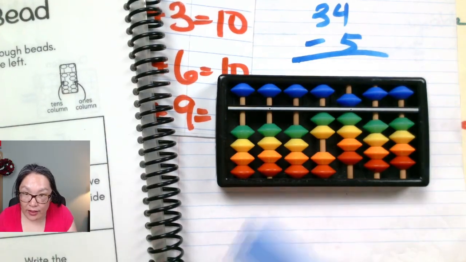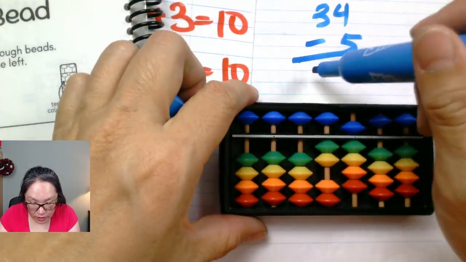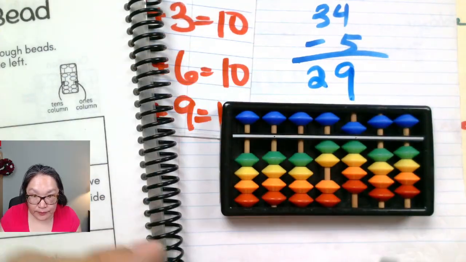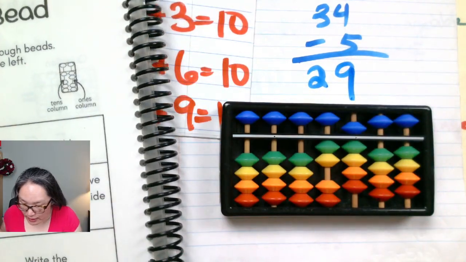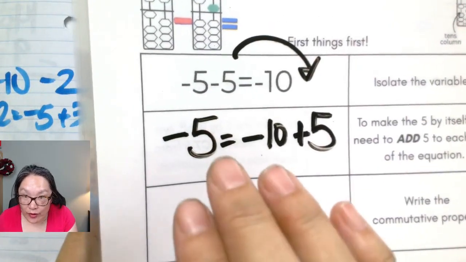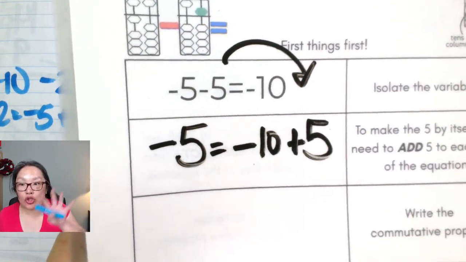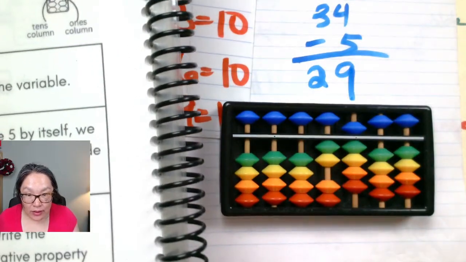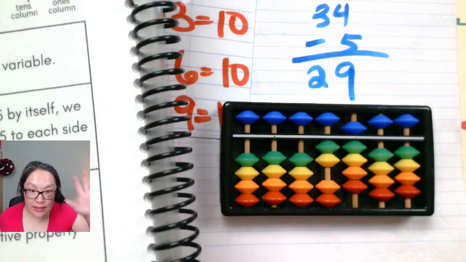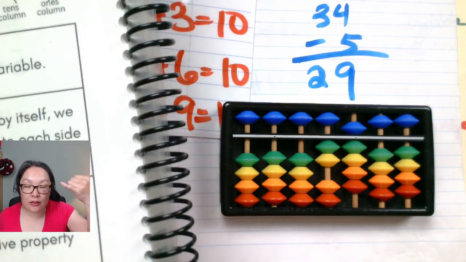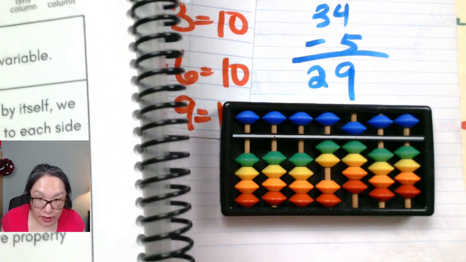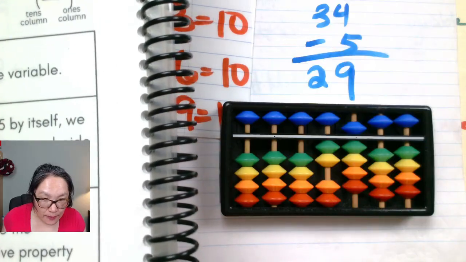Right? What is my final answer? My final answer is 29. So notice, if we could add it, we can subtract it, right? It's not another strategy. Thank you, Tammy. Right? It's not another strategy. It's just the opposite operators. Thank you, Claudia. Does that make sense?